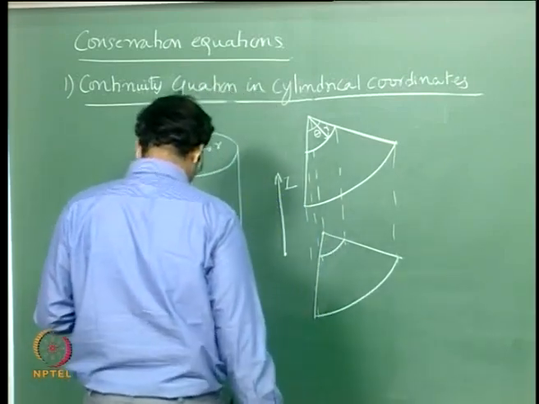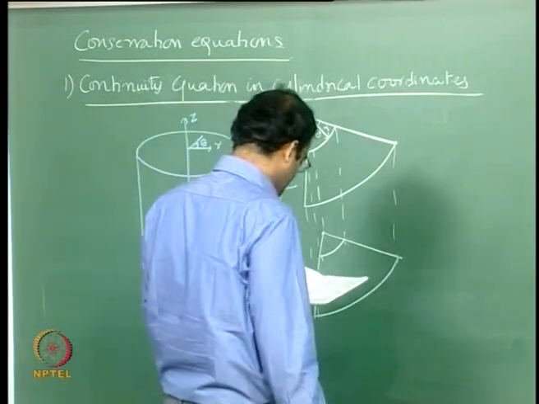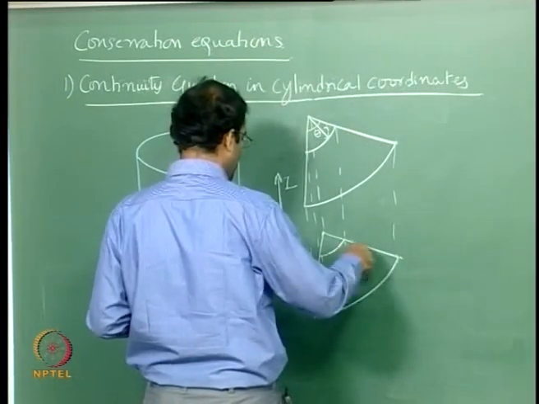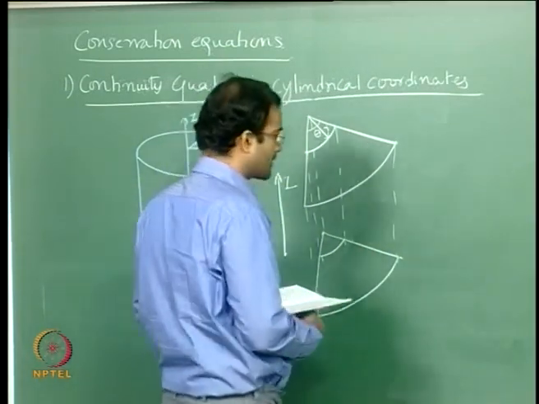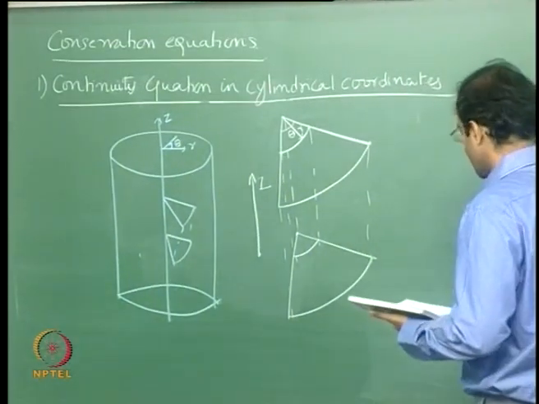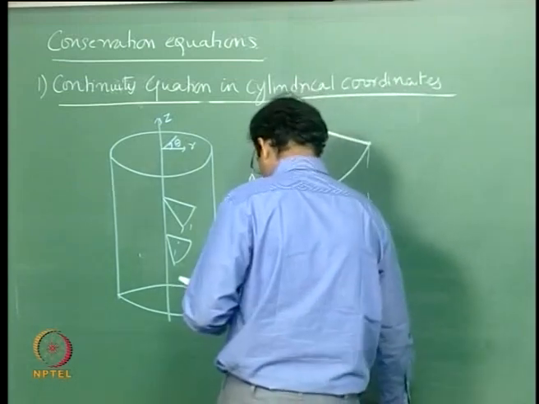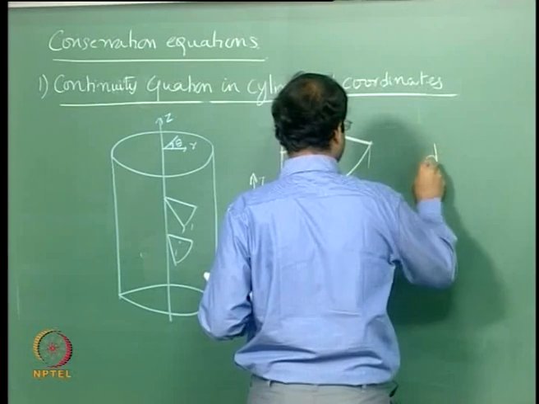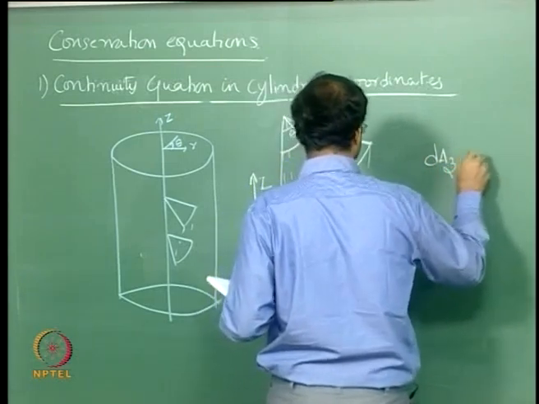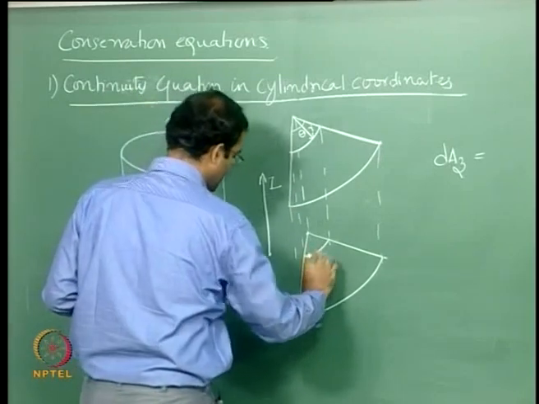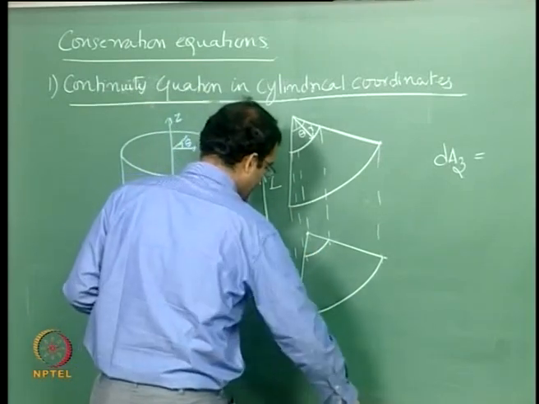This is your origin. Now the first thing that we are going to do is write the differential areas in each of the directions, because unlike the Cartesian coordinate system, it is not explicitly seen what the differential area is. So therefore we will first write it down. The differential area in the z direction, that is your dAz. If you look at either the bottom surface or the top surface, we want to look at the shaded region here.